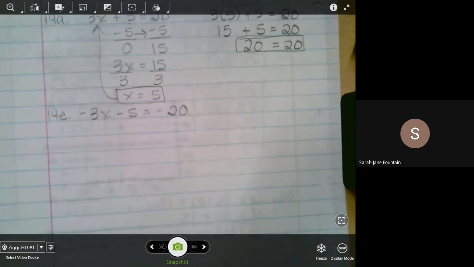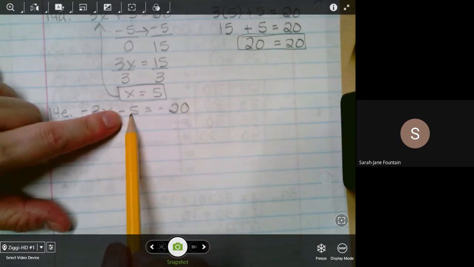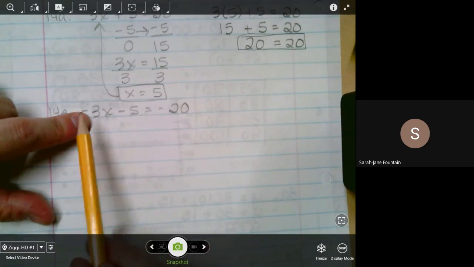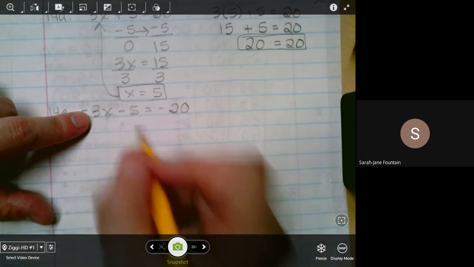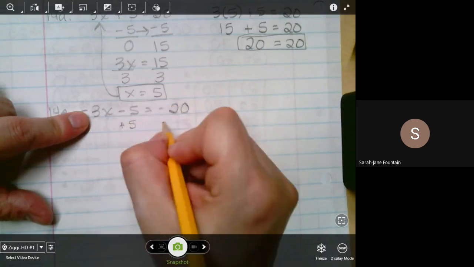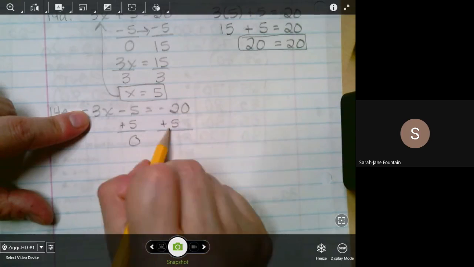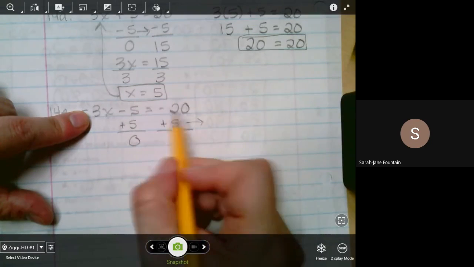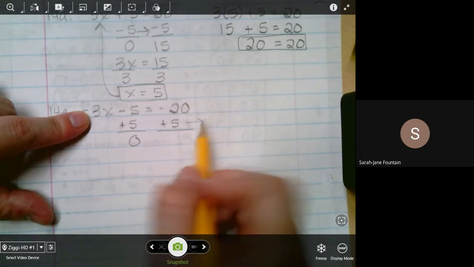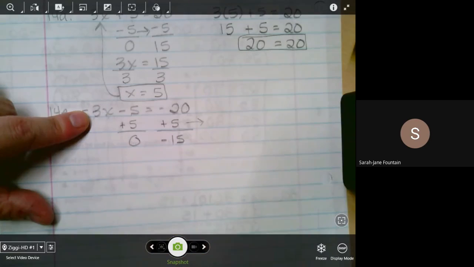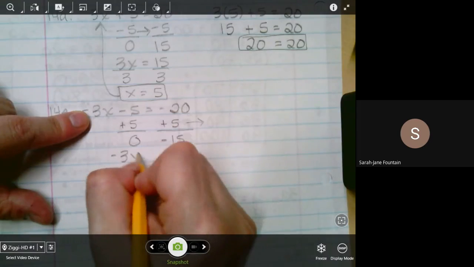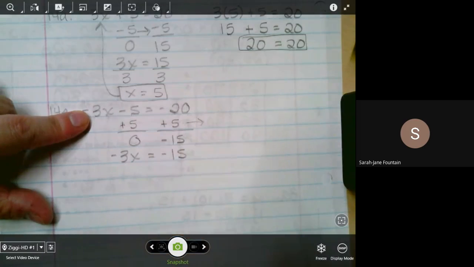Okay, negative 3x minus 5 equals negative 20. So I have a negative 3x and a negative 5. I want to get negative 3x by itself, so I'm going to add 5 to each side. Since I am moving to the right, I have a negative 20, 5 closer to 0 is negative 15. Negative 3x equals negative 15.